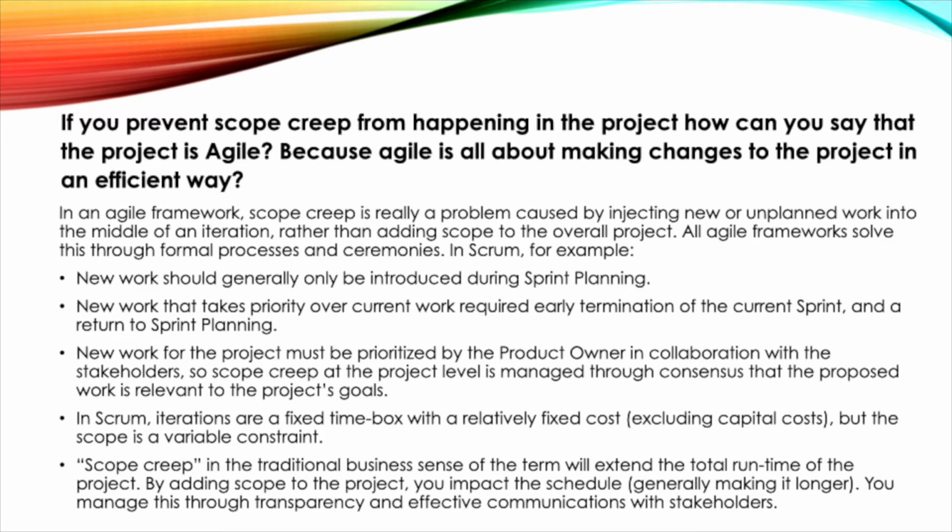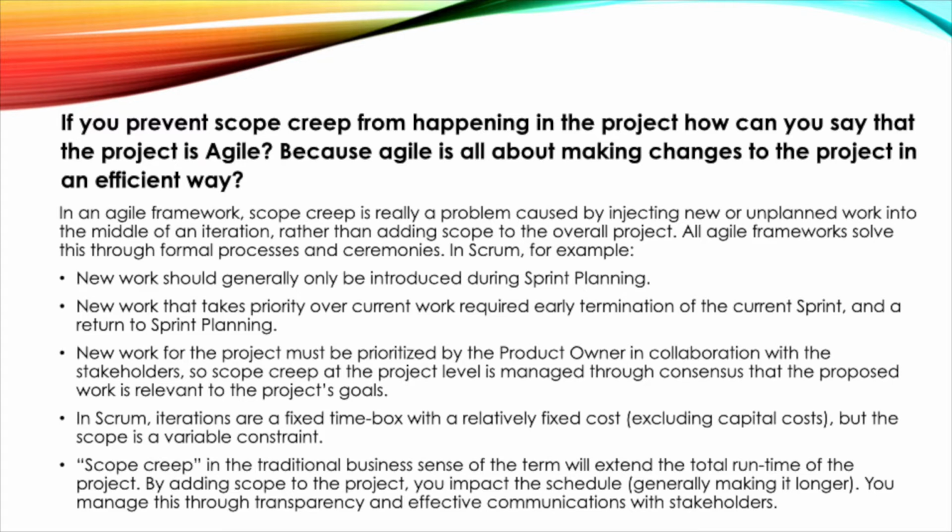If you prevent scope creep from happening in the project, how can you say that the project is agile? Because Agile is all about making changes to the project in an efficient way. In an Agile framework, scope creep is really a problem caused by injecting new or unplanned work into the middle of an iteration, rather than adding scope to the overall project.